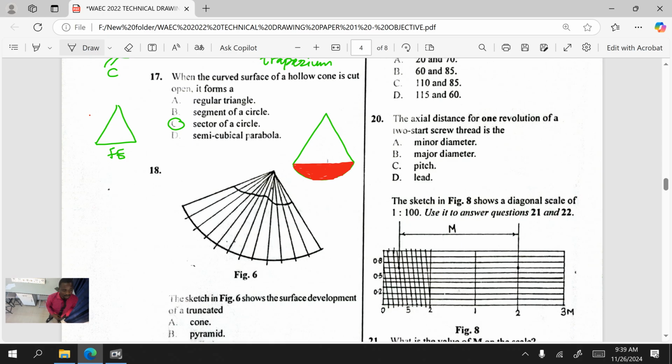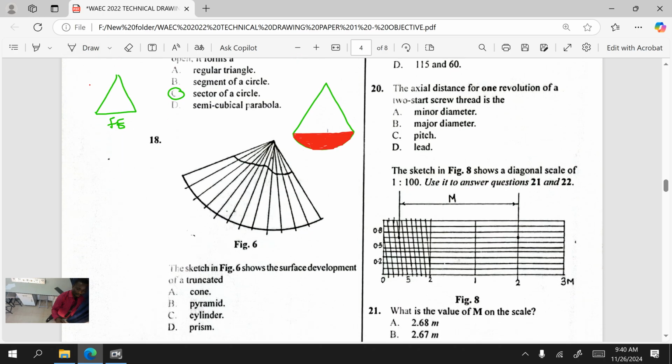Then semicircular, cubical parabola. That's talking about parabola. That's a special curve. So let's move on.